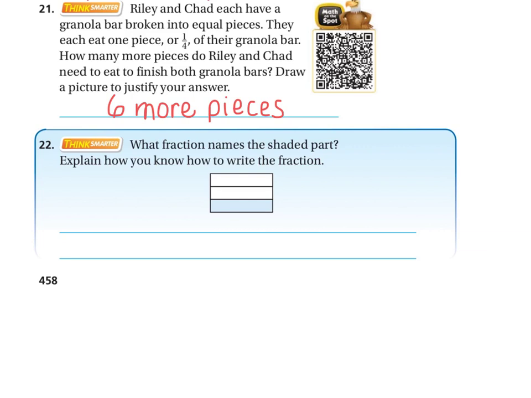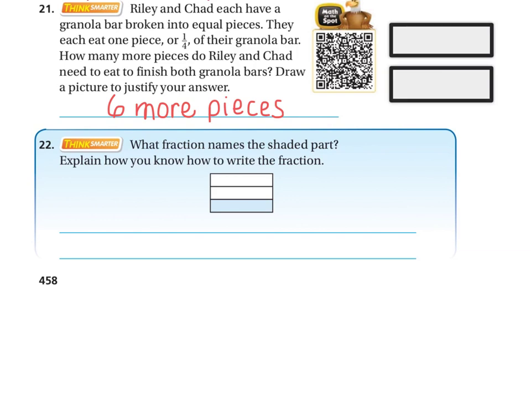The answer to number 21 is 6 more pieces. Please keep listening if you need to hear an explanation. Fast forward now if you got 6. Number 21 was a lot like the Math on the Spot video. The only difference was the fraction. In the video, they were eating 1/3 of the granola bar, but in our problem, we have 1/4.